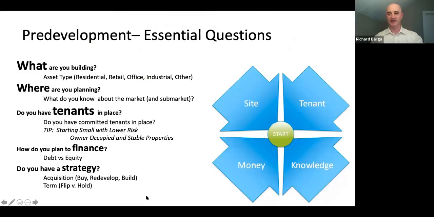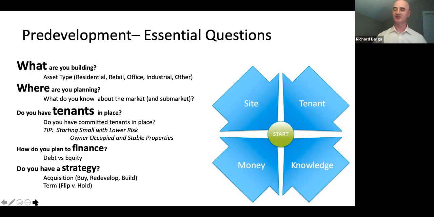Thanks, Michael. That was a perfect lead-in to thinking about what I consider to be some really essential questions when you're thinking about pre-development. And this period, we have this little graphic on the side that says site, tenant, knowledge, and money. And this really starts to tease out the questions that you really want to be asking yourself. And maybe if you're a single family home developer, or you want to buy and flip houses, you've already started to think about these questions.